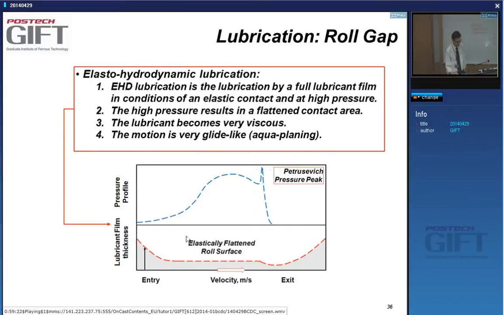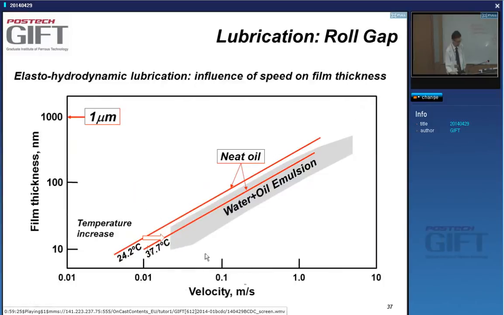Okay, let's have a look now at the impact of the velocity. What happens with the velocity? You can already see here that when I keep the viscosity of the oil the same, I keep the pressure the same, and I just increase the velocity, that means my oil film will increase in thickness. And you can measure this. It's a rather complicated set of tests, but it's possible to measure the oil film thickness as a function of the velocity.